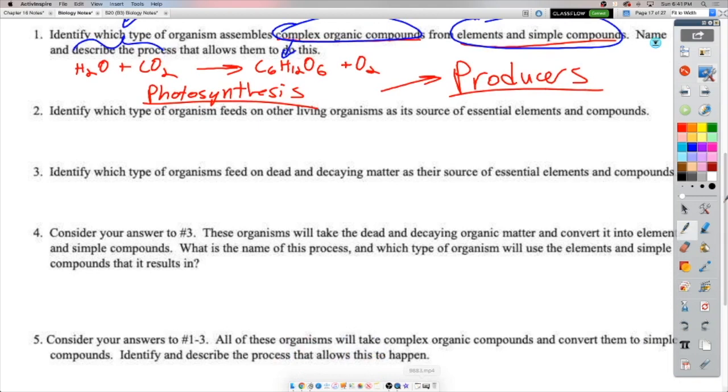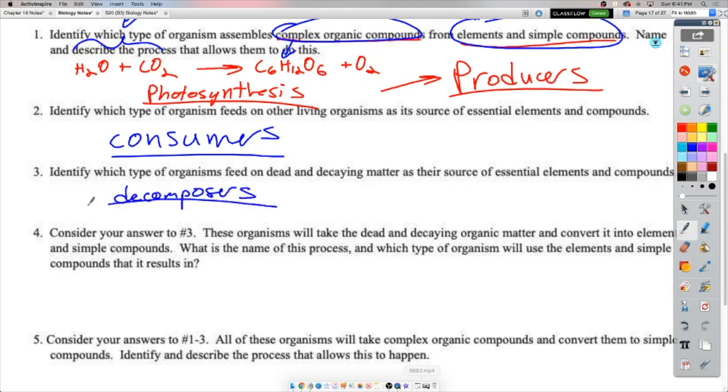Identify which type of organism feeds on other living organisms as its source of essential elements and compounds. So who has to eat other stuff to get its essential nutrients and compounds? Right, things that consume each other, right? Consumers. Identify which type of organisms feed on dead and decaying matter as their source of essential elements and compounds. So what gets the elements it needs to live from dead and dying stuff? Well, the things that break it down so that it can be recycled.